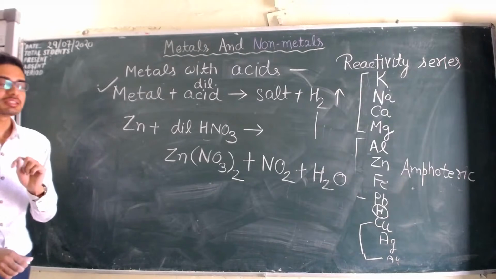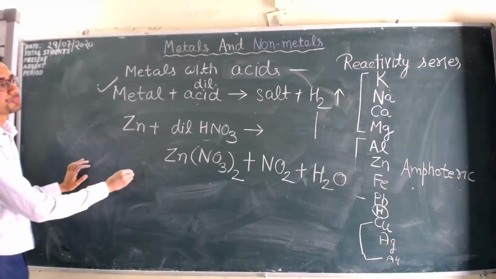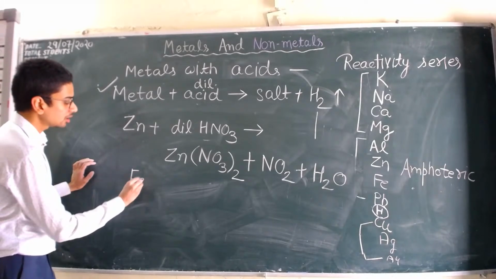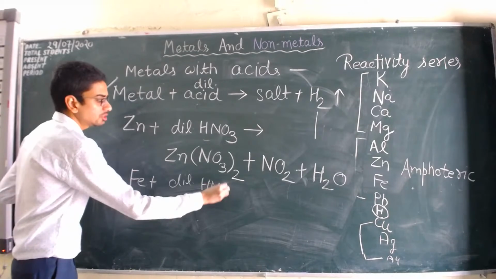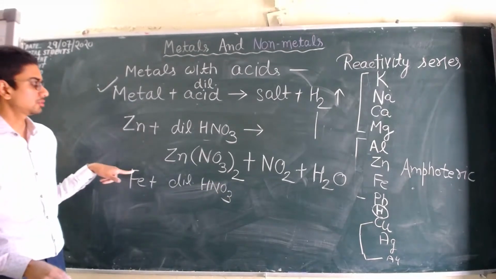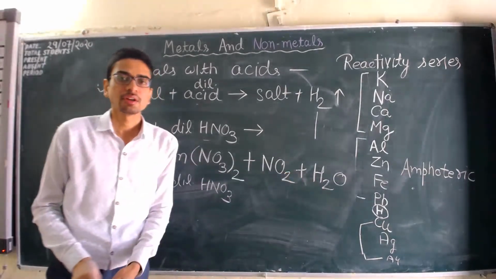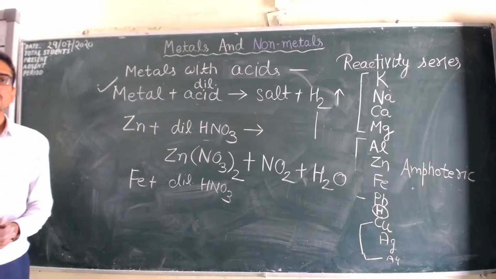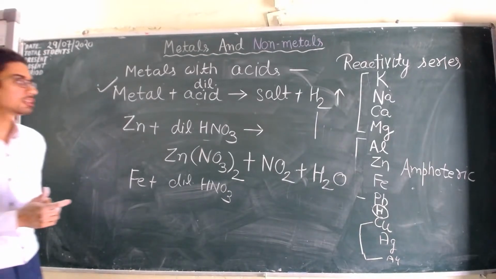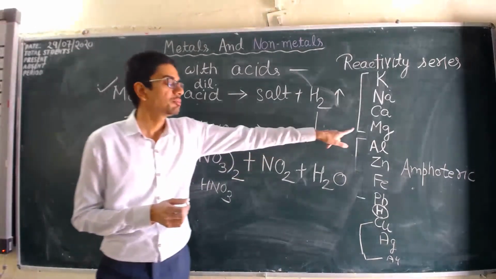Okay, but there is one exception. You can write more reactions, like iron with dilute HNO3. The same products will be formed: iron nitrate, nitrogen dioxide, and water. But there is also one exception in this reaction. What are those exceptions? See, the highly reactive metals like magnesium.